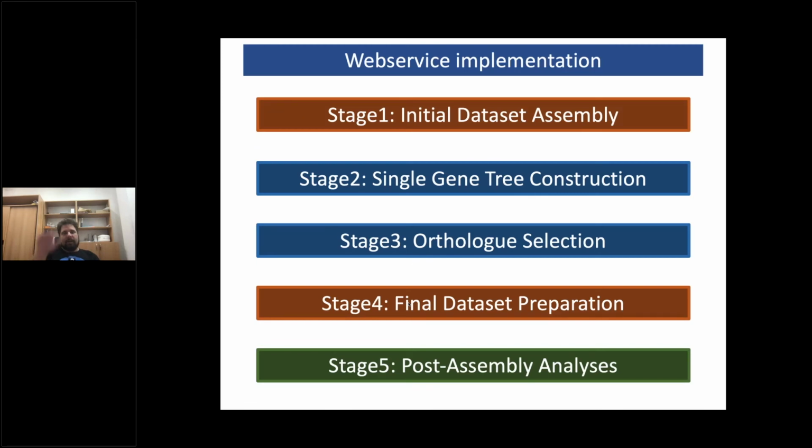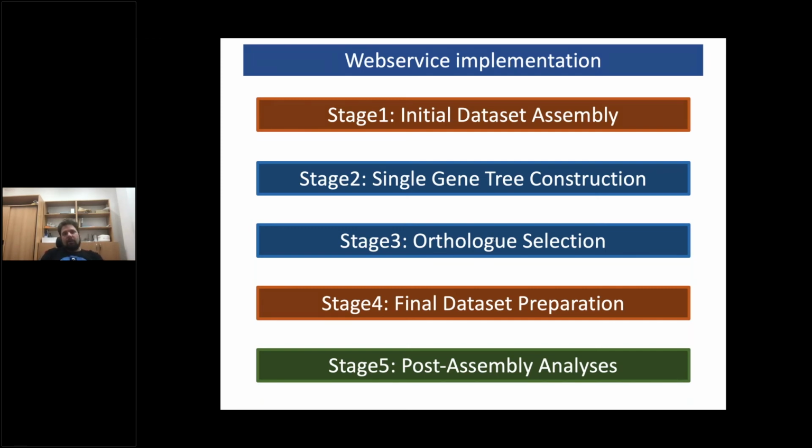And here I colored the different steps. Stage 1 is the initial data set assembly. That's basically done fully automatically. And then there is stage 2, when the single gene trees are constructed. This can either be done as part of the web service, or if people don't want to wait for it, because obviously we're not going to have hundreds of CPUs available, they can get the single gene tree alignments and run the trees on their own if they have access to their own computation clusters.